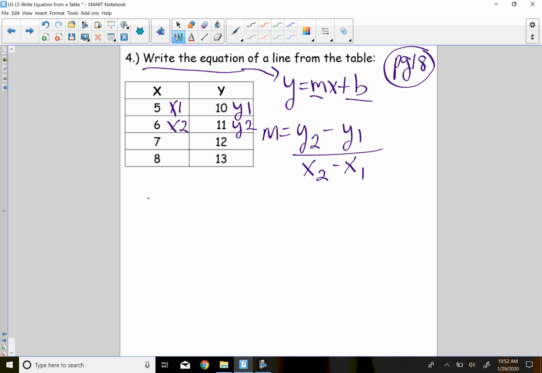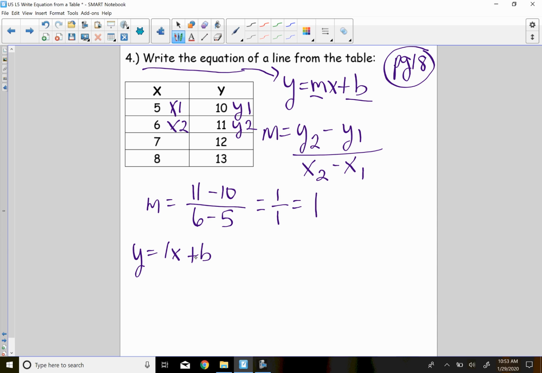So for this one, my slope is going to equal 11 minus 10 over x2, which is 6, minus 5 for x1. So 11 minus 10 is 1, 6 minus 5 is 1, so my slope is 1 over 1, or 1. If I was going to write the equation, y equals 1x, but I don't know the b value. I need the y-intercept to finish this equation. x and y are okay to stay, but I need b.